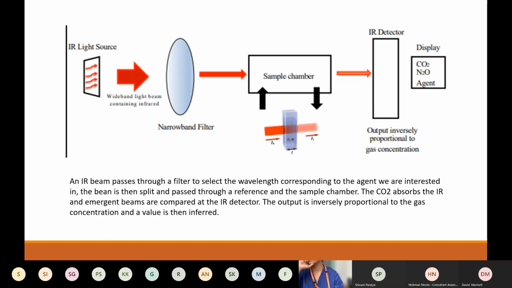So for instance, if we're measuring CO2, the CO2 in the sample chamber will absorb the infrared radiation, and then the emergent beam that's coming out at the infrared detector will be compared, and the output is inversely proportional to the gas concentration. So if you've got a lot of CO2 in the sample chamber, you won't have very much infrared being detected at the detector. Therefore, it knows that if it hasn't got much infrared being detected, then there must be a lot of CO2 in the sample. And then it's calculated, and the value is then inferred.